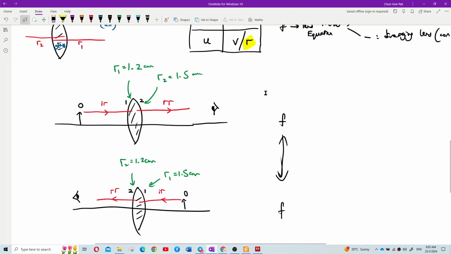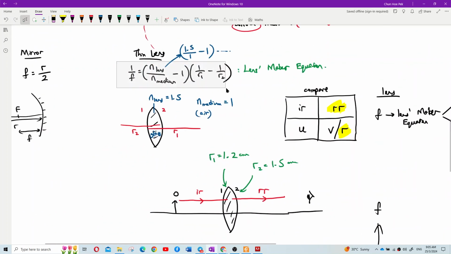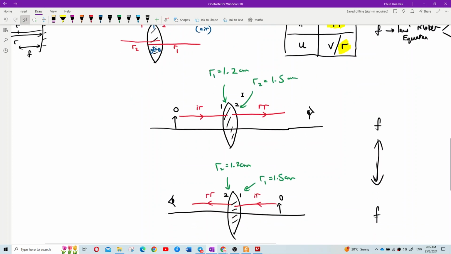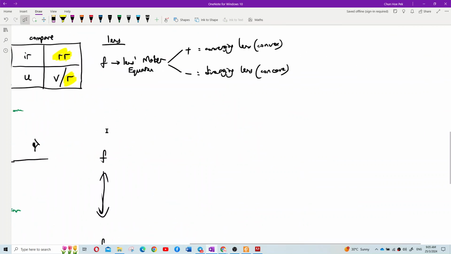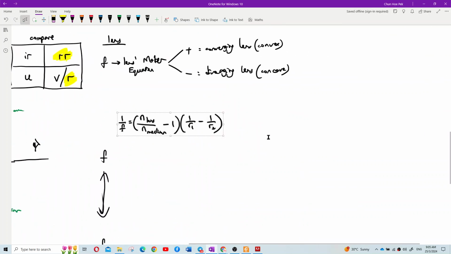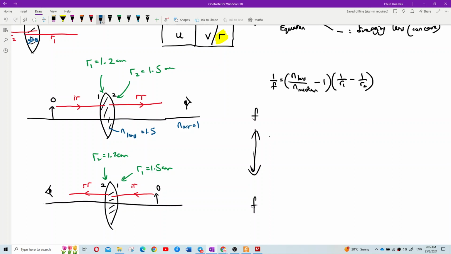Okay, now I'm going to use this Lensmaker equation, which is this formula, class, to show you. Let's calculate together. So let's say the lens, this lens has a refractive index of 1.5, and the air outside is 1. Let's calculate, class. Let's calculate and see.